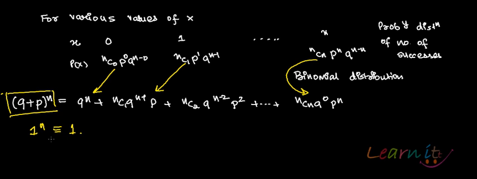Okay. So the binomial distribution, you could see here, contains two independent constants. One is n, the number of trials, and the other is p or q. These are called the parameters of the binomial distribution.